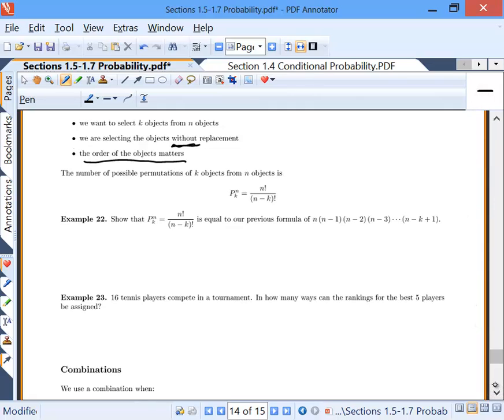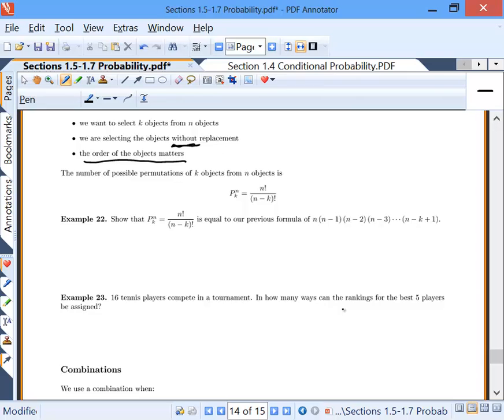So while you're thinking about your calculators, let's do example 23, and then we'll go back to example 22. We have 16 tennis players competing in a tournament, and how many ways can the rankings for the best 5 players be assigned? So we want to select 5 people out of our total of 16. Should it be without replacement? You're not going to assign the same person a first and second, are you? So it's without replacement, and the order does matter.